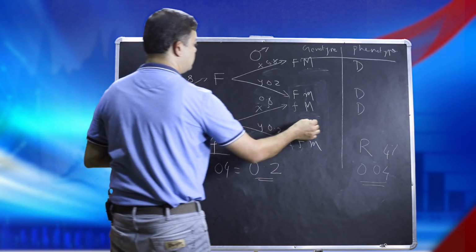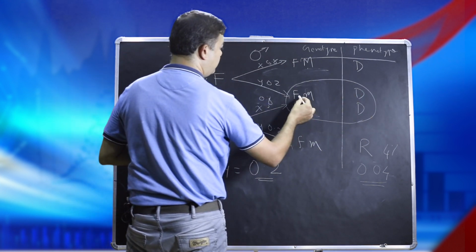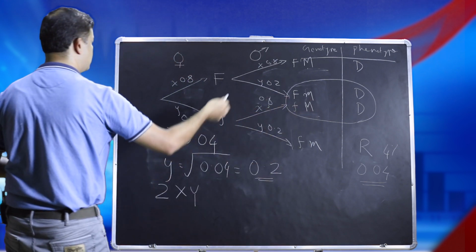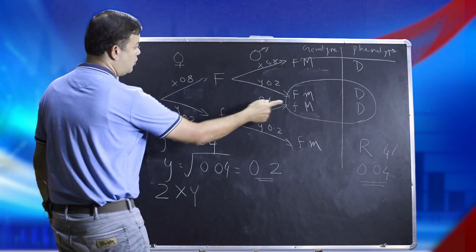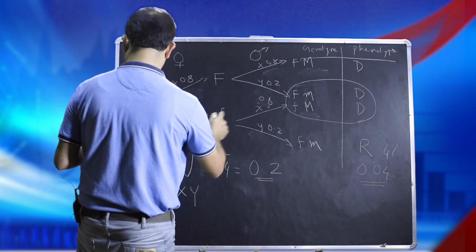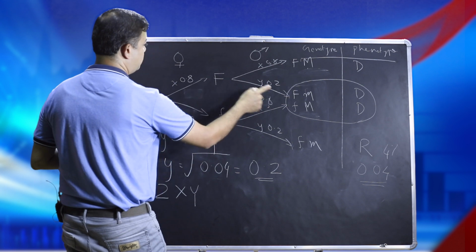So these values, the dominant phenotype which are heterozygous, or heterogametous dominant phenotype. So that is nothing but 2xy. So let us now easily calculate using the tree. 0.2 multiplied by 0.8, plus 0.2 multiplied by 0.8.